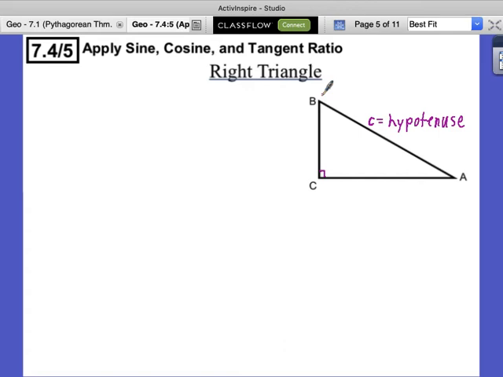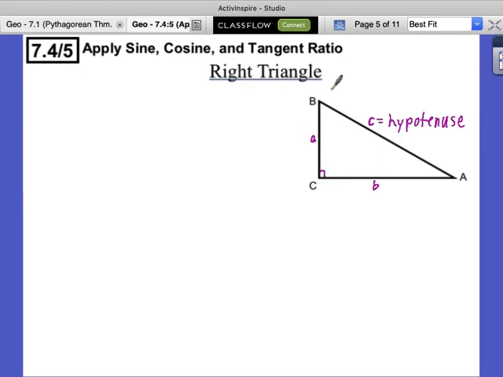So what would we call this side over here, by that logic? A, a lowercase a. And what would we call this one? Lowercase b, very good, opposite angle B. So let's go ahead and write those in. Now a and b are what we call what for a right triangle? Legs. They're both legs right now. It's not like we have a 30-60-90, where we have a short leg and a long leg, so we know which one's which. And it's not like a 45-45-90, where they're the same length, so we don't care.